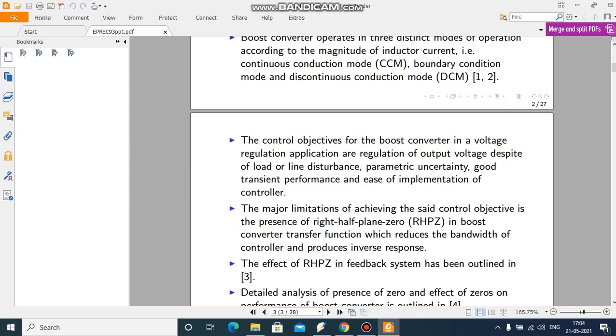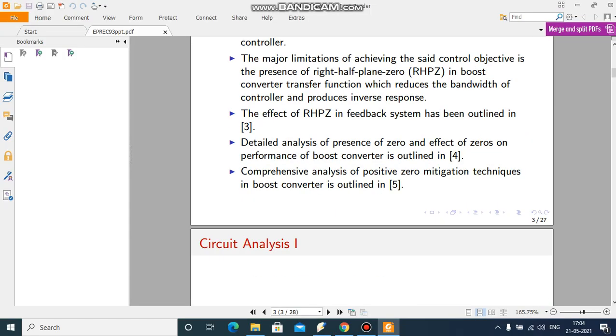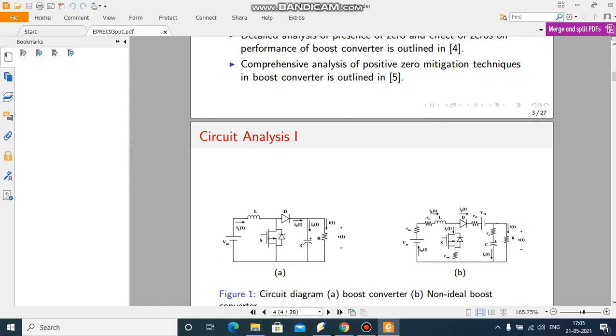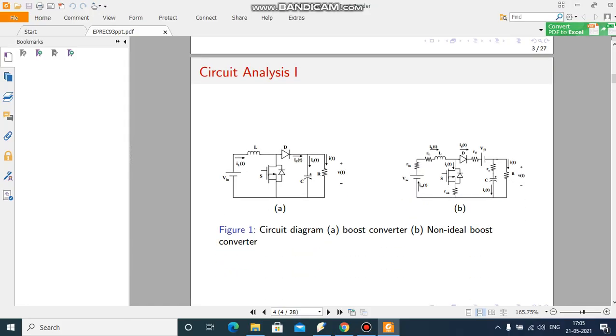But one of the major limitations is that there is a right half plane zero in the boost converter transfer function, which reduces the bandwidth of the controller and produces the inverse response, which is a very peculiar challenging condition. What we need to do is negate the RHPZ effect from the boost converter. So in this paper we are trying to find out the effects of the RHPZ and how to mitigate it. Before that, we need a circuit analysis.